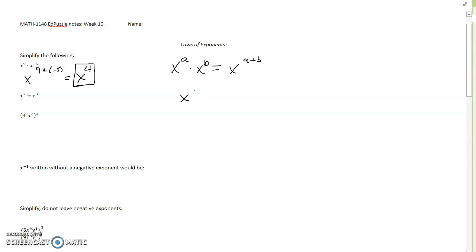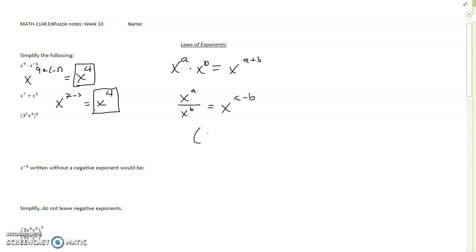So what do we do if we have x to the a divided by x to the b? Well, we're going to subtract them, right? So it's going to be x to the a minus b. So when you multiply, you add the exponents. When we divide, we subtract them. So this is going to be x to the 7 minus 3, which is also x to the 4th.